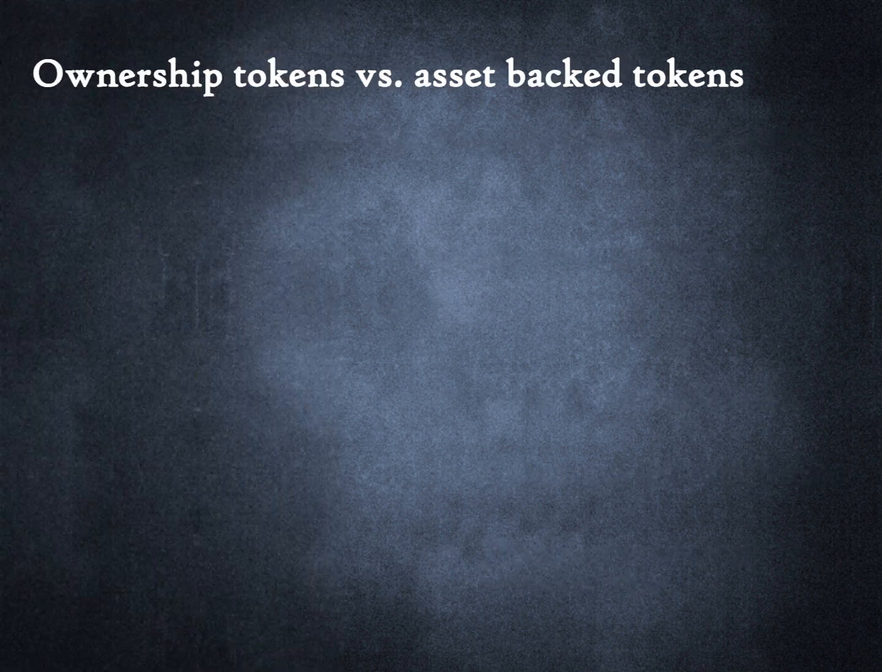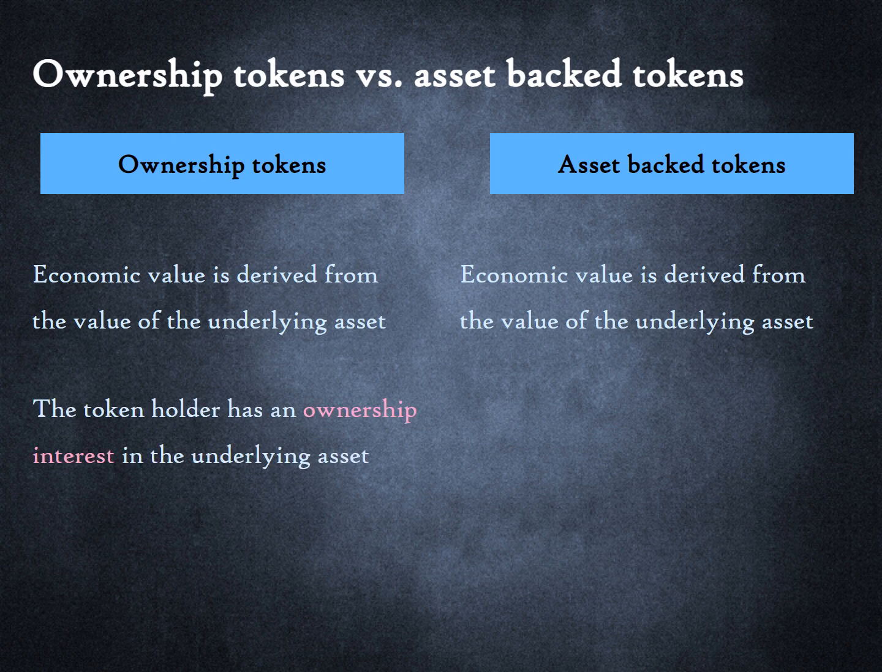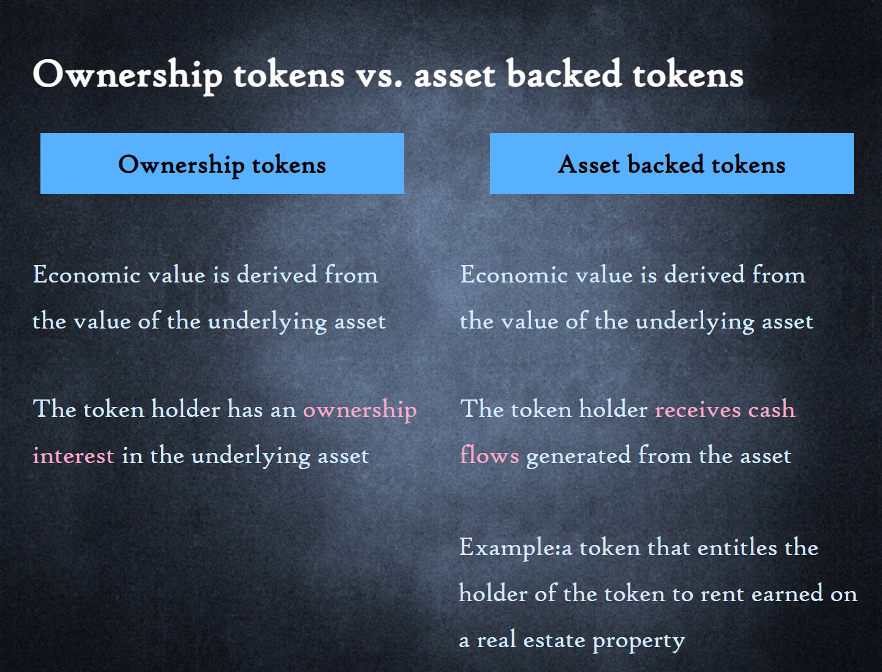It is helpful to remind ourselves of a learning from a previous lesson. Ownership tokens are similar to asset-backed tokens in that their economic value is derived from the value of the underlying asset. However, the token holder, in this case, has an ownership interest in the asset. For instance, a token that entitles the holder of the token to rent earned on a real estate property is an asset-backed token. But the token holder does not actually own the real estate property.